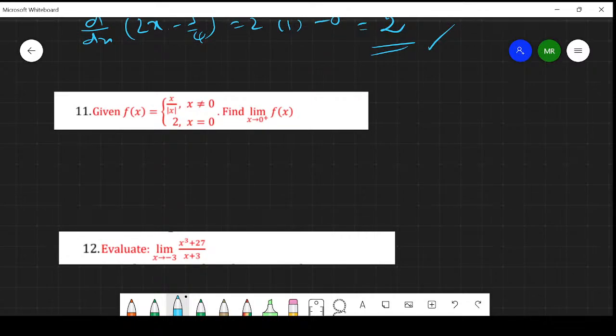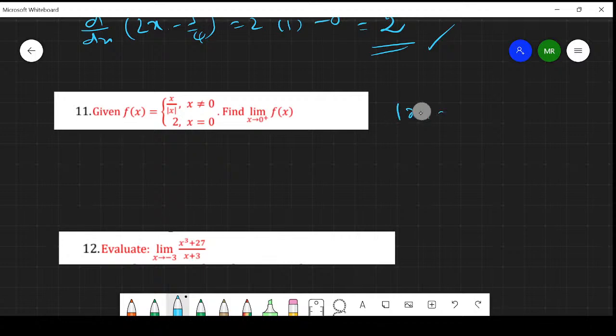Given f of x equal to x by mod x, x not equal to 0, 2 and x equal to 0, then find limit x tends to 0 plus f of x. They are asking right derivative. When they are asking right derivative, it was a simple problem. So you know the definition of mod x, remember.